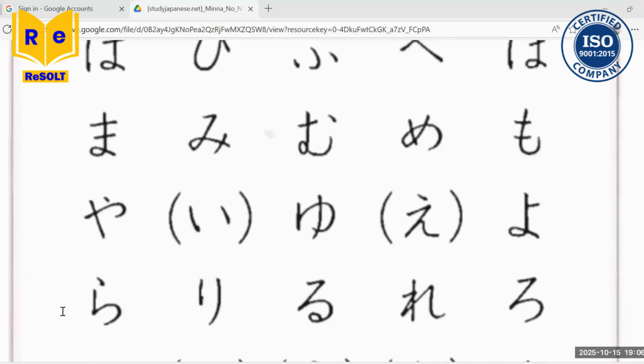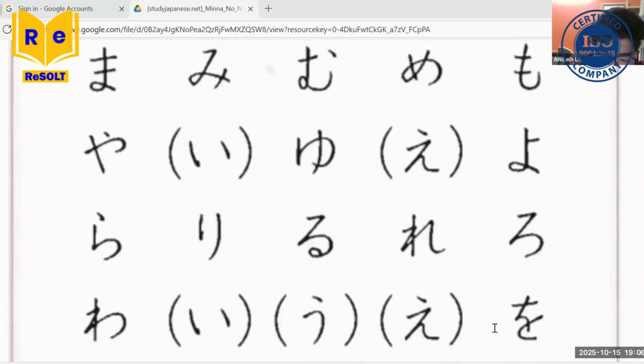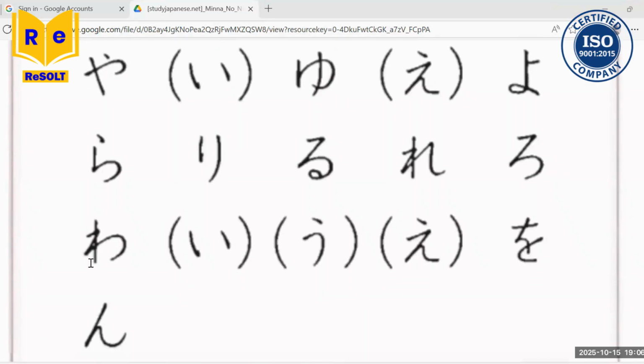Which line is this? I think this is like Za. No, no. It's R line. R-A. Ra. Like it's Ra. Then this will be Ri. Yes. Ru. Correct. Then it will be like Re. Correct. Very good. And it will be Ro. Yes. Now last line. This one also has only three.